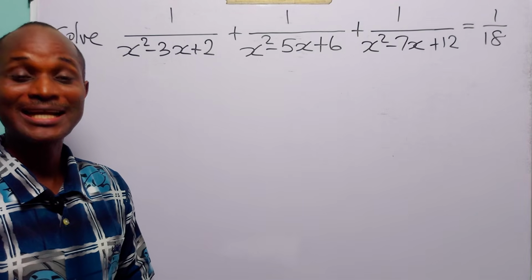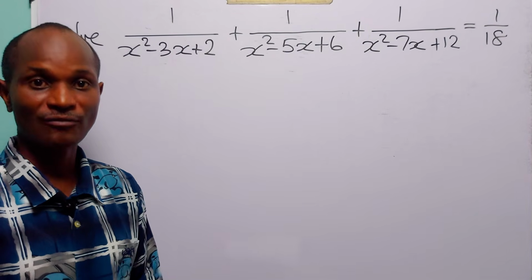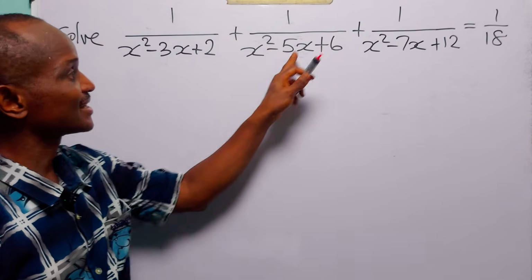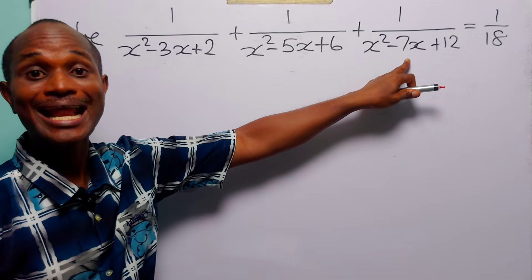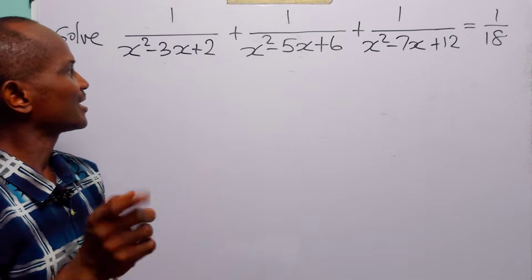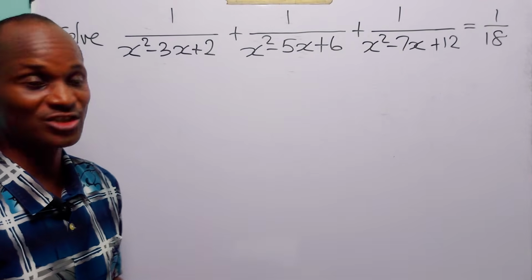Hello and welcome. In this math tutorial, our task is to solve this rational equation for real values of x. Now, of course, you know that none of these three quadratic expressions is allowed to be equal to 0 because we cannot divide by 0. Now, let us start by factorizing each of these three quadratic expressions.